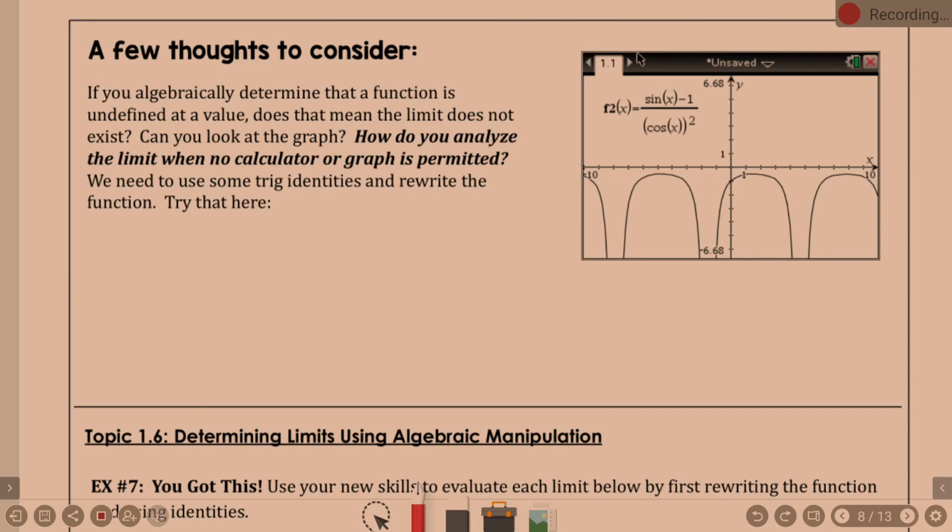Now, if you algebraically determine that a function is undefined at a value, does that mean the limit does not exist? Can you look at the graph? How do you analyze the limit when no calculator or graph is permitted? We need to use some trig identities and rewrite the function. And they suggest that here.